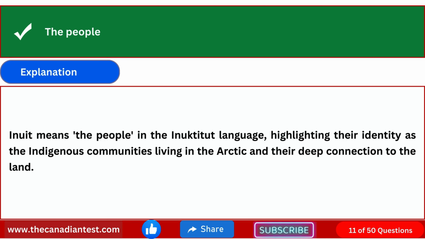The correct answer is the people. Explanation: Inuit means the people in the Inuktitut language, highlighting their identity as the indigenous communities living in the Arctic and their deep connection to the land.